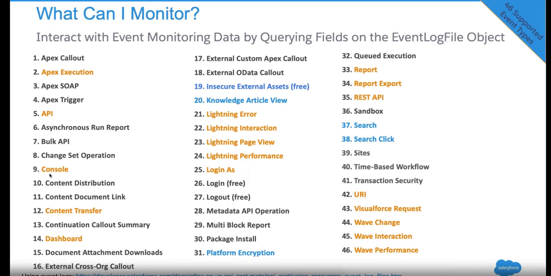Now, what are the things which I can monitor? Basically, using the event monitoring data, I can query the fields on the event log file object. So I can query for Apex execution, API class, console, content transfer, any Lightning errors, Lightning page views, Lightning performance, report, REST APIs, search clicks, Visualforce page requests, or platform encryption, you name it.